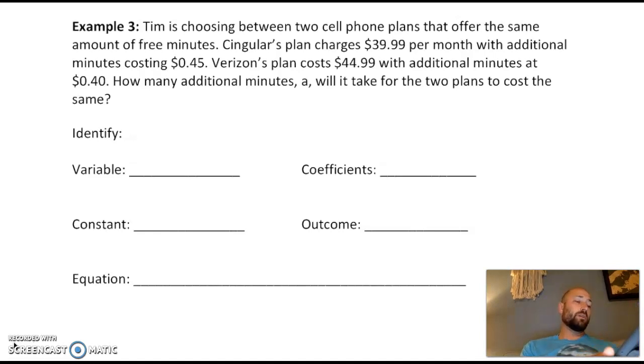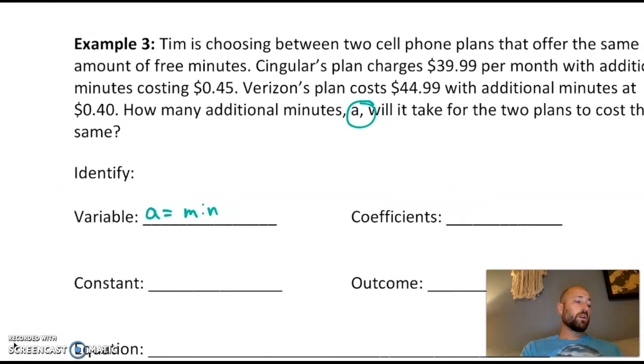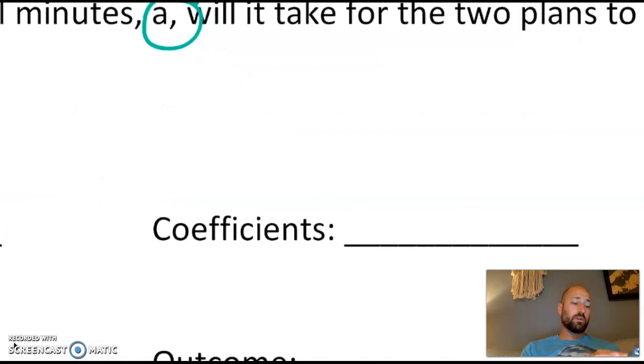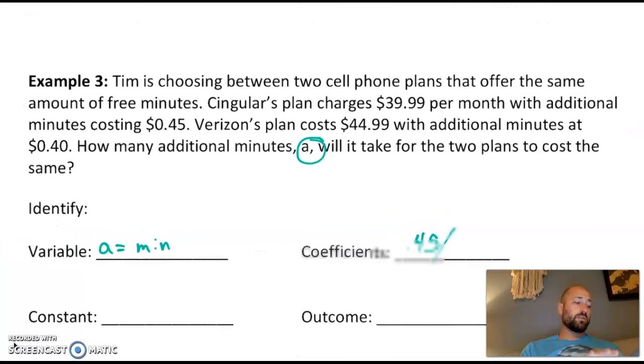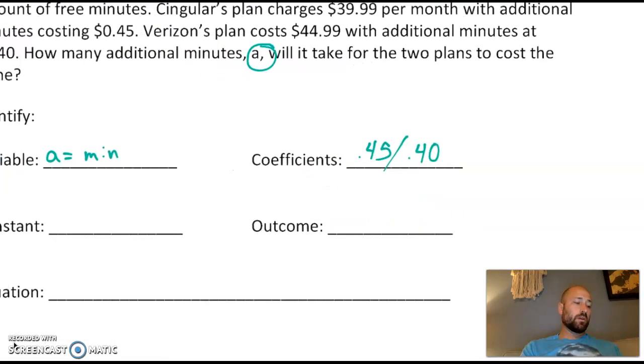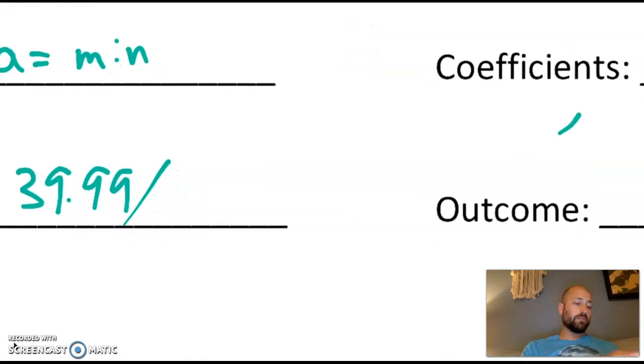What is the variable? It says how many additional minutes. They said A, so we'll say A is equal to minutes, which is a weird variable, but we'll go with it. So Singular is 45 cents, so one coefficient is 0.45. The other coefficient is 0.40. Singular charges $39.99. Don't round it. I know someone's saying, can we round it? The answer is no. The other one is $44.99.